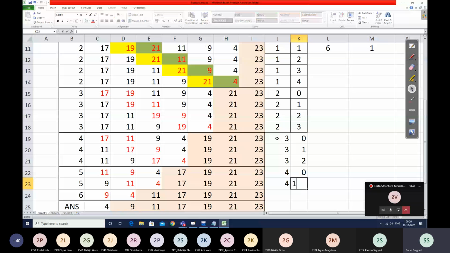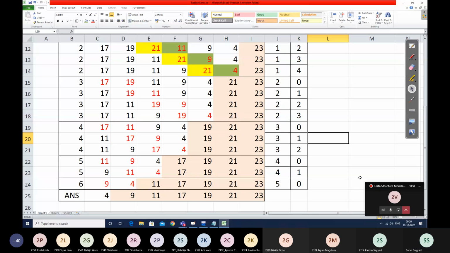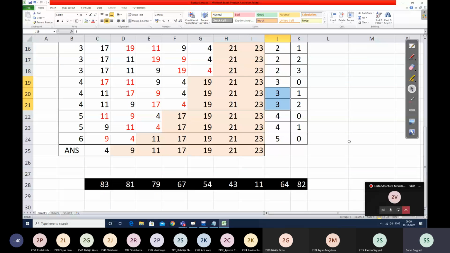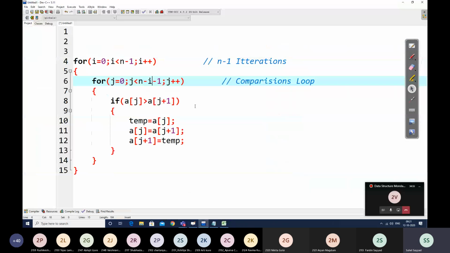So these are our 6 iterations. Iteration number 1 where I is 0, iteration number 2 where I is 1, iteration number 3 where I is 2, iteration number 4 where I is 3, iteration number 5 where I is 4, and iteration number 6 where I is 5. And this is how the maximum value of J was getting reduced. Here J was taking maximum value till 5, here it was taking till 4, here till 3, here till 2, here till 1, and here only till 0. And how do we control that? By simply writing n minus I minus 1. So as I got incremented from one iteration to another, the scope of J was getting reduced in the inner loop of comparison.